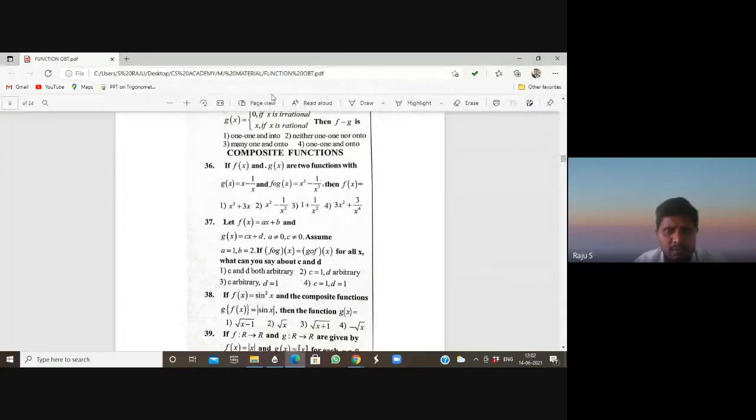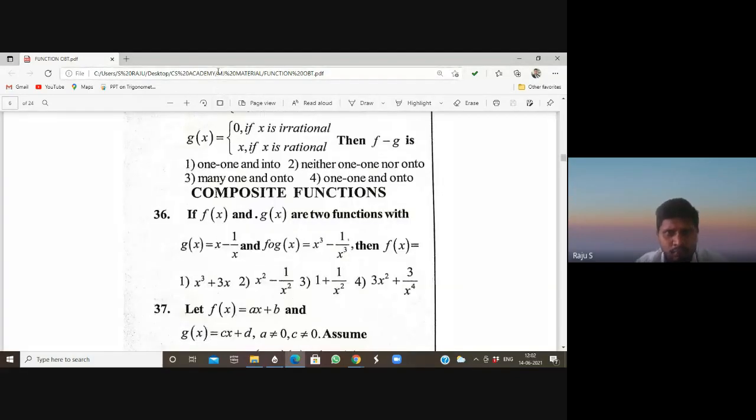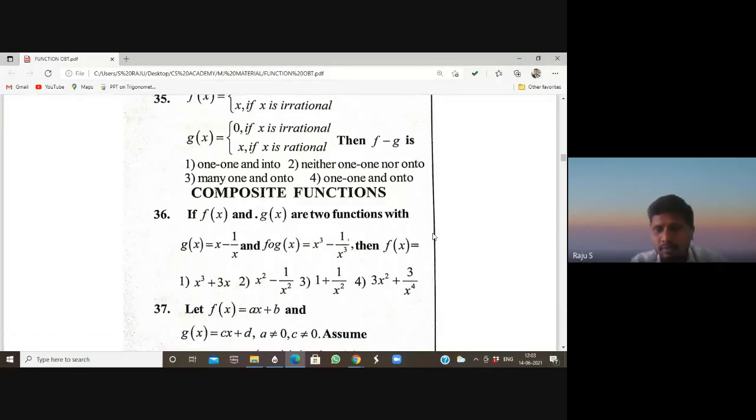Right, let us start the composite function concept. If f of x and g of x are two functions, with g of x given and f circle g also given, we need to find f of x. Yes, students, g of x is given, f circle g is given, find f of x.